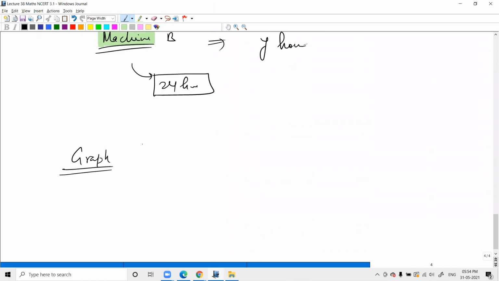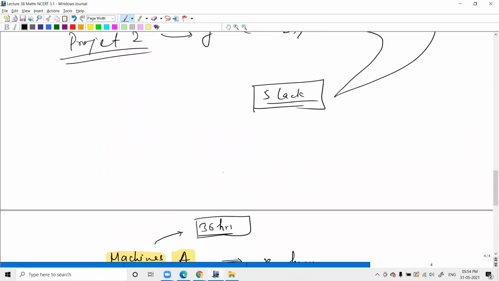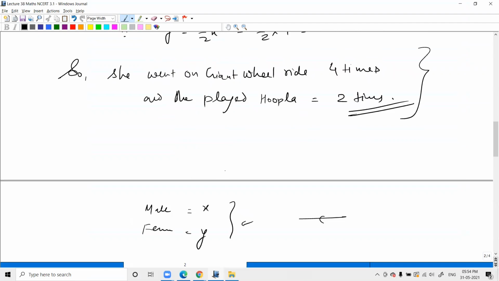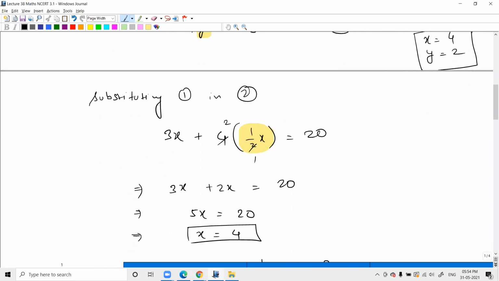The example one, this is basically the same problem which we just solved using the substitution method. But I want you to solve using the graphical method. So the equations I'm writing directly: y is equal to half of x, and what was the other equation? Three x plus 4y is equal to 20.